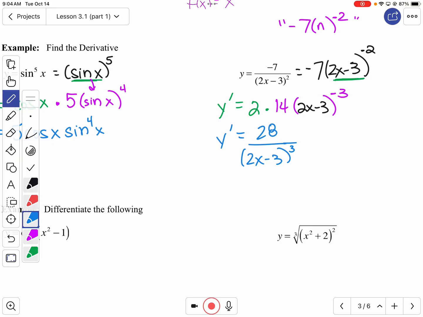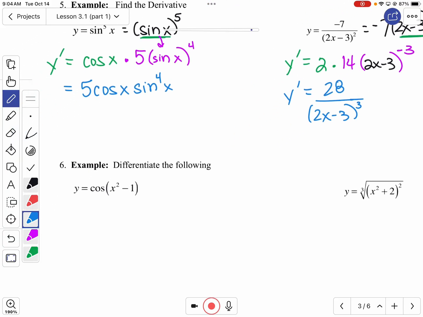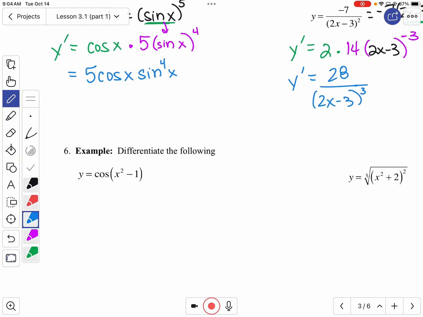Okay, so derivative of the inside, derivative of the outside, but keep your original inside. Okay, so try this next one. Y equals cosine x squared minus 1. That's all that one.